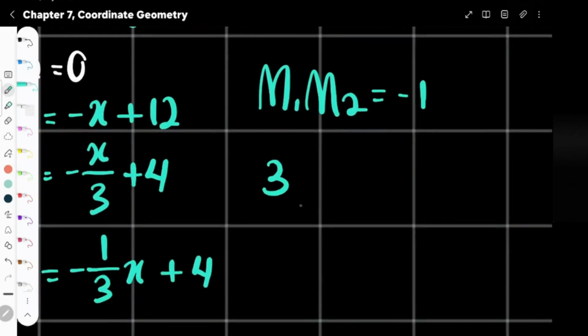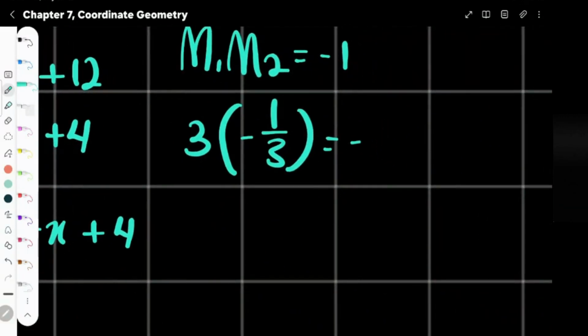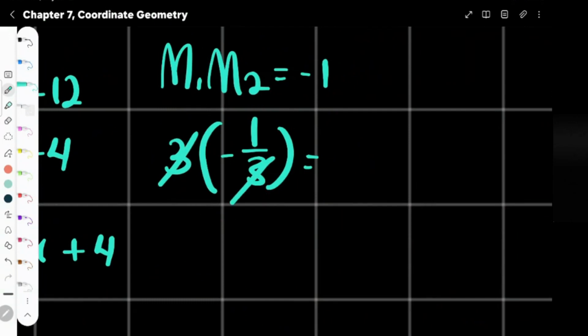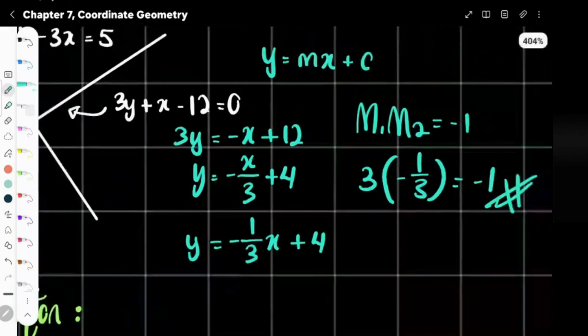So just now it is 3, and also negative 1 over 3, which are the gradients. Let's see, is this negative 1? The 3s cancel, so you are left with negative 1. Ta-da. See? That means these two lines are perpendicular.